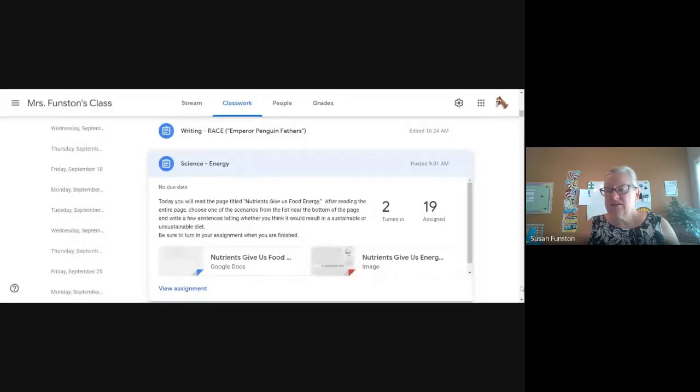So let's take a look at that in our classroom for a moment. Let me share that with you. All right, so here is our science assignment. It says that today we're going to read a page entitled Nutrients Give Us Food Energy. After reading that page, you're going to choose one of the scenarios from the list near the bottom and write a few sentences telling whether you think it would result in a sustainable or unsustainable diet. So sustainable means that it can keep lasting on and on. Unsustainable means it's going to run out.